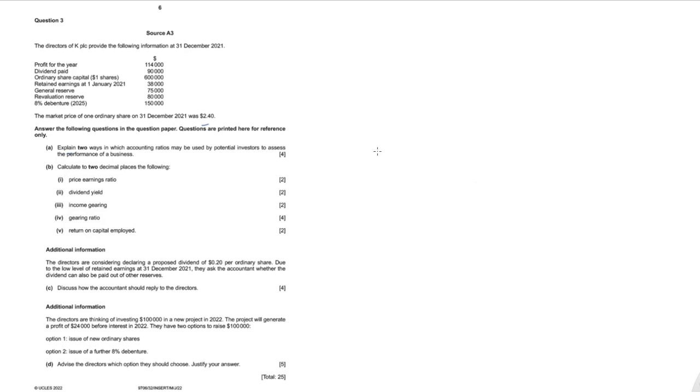Calculate to 2 decimal places the following ratios. So number B, first one, PE ratio is equal to the market price of the share upon EPS. EPS will be the profit for the year, 114,000, divided by the number of shares, 600,000, so $0.19 per share. So that gives us a PE ratio of $2.40 upon $0.19, 12.63.